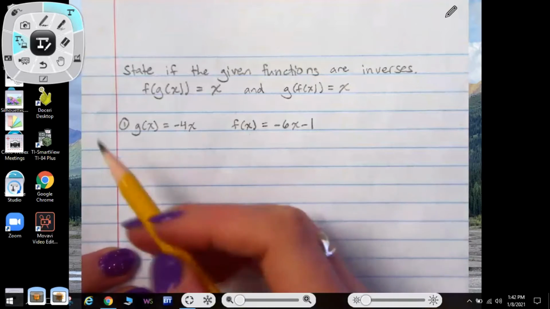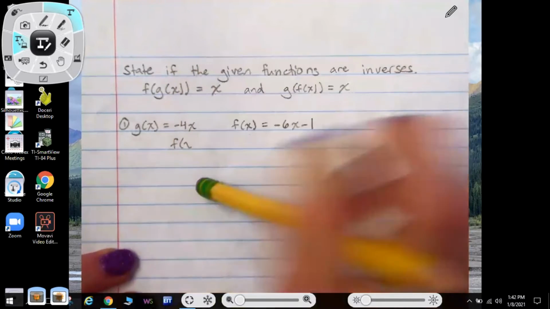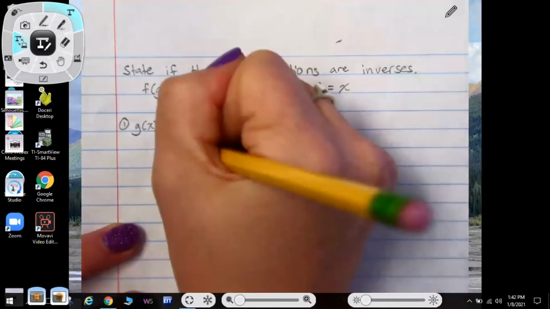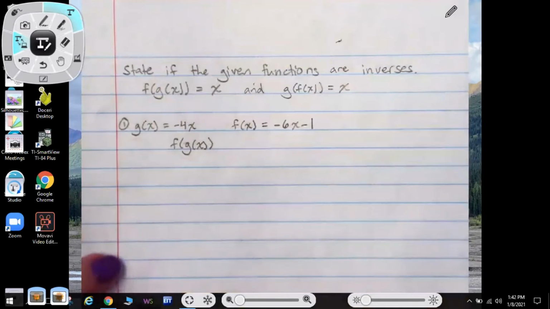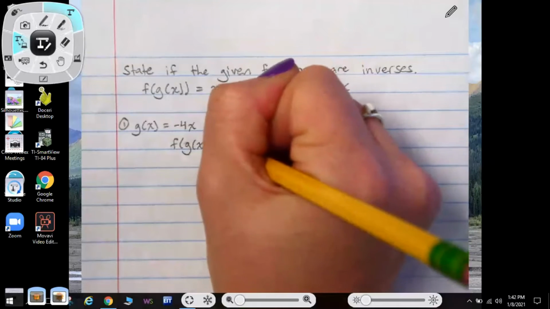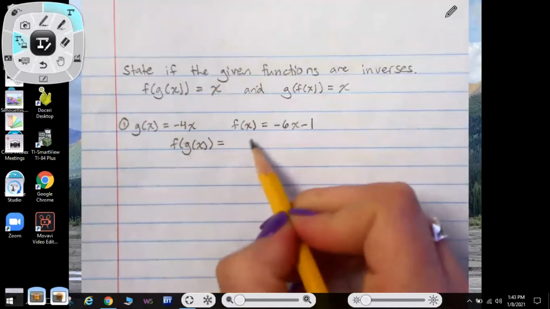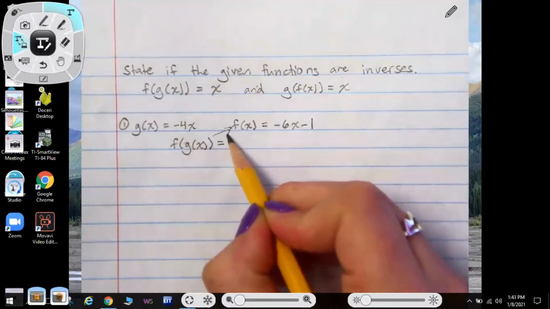Okay, so it doesn't really matter which one you do first. We'll just do f of g of x first. Okay, f of g of x. So really, you just have to compare f of g of x to f of x.